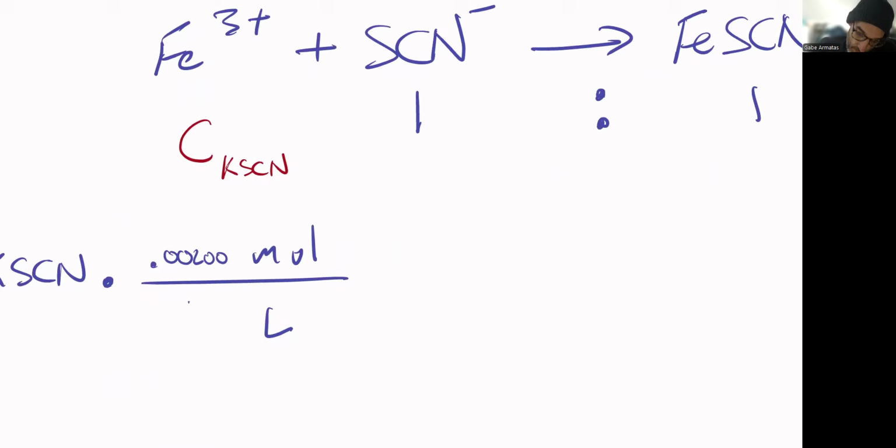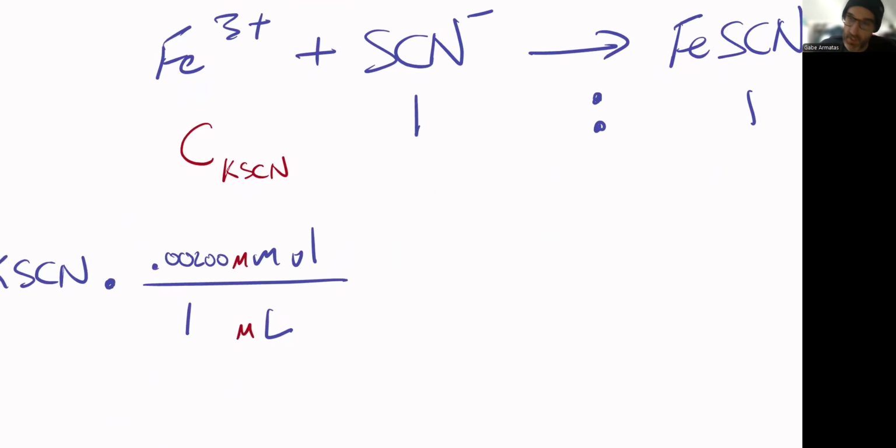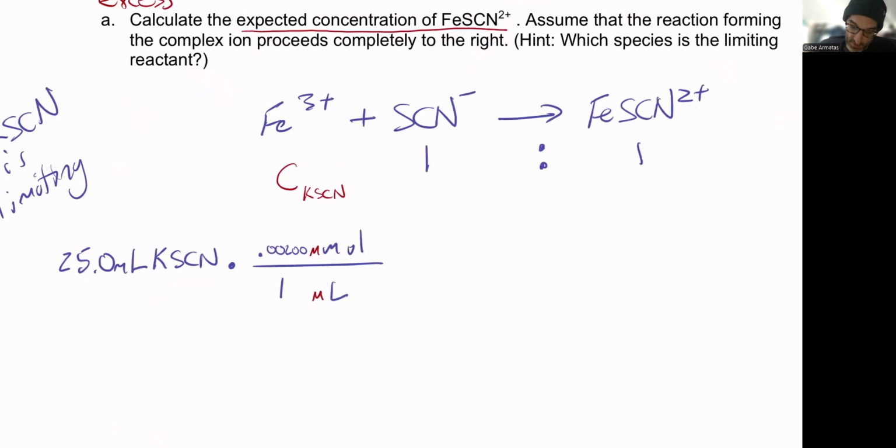0.00200 moles per 1 liter. If I want liters to cancel, hopefully this doesn't go too far over your heads, if I put the same metric unit prefix in front of both of those, it's still the same ratio. Moles to liters is the same thing as millimoles to milliliters. Using millimoles helps us simplify the numbers, but this is going to work out. Trust me on this. So milliliters is going to cancel, leaving behind millimoles of KSCN.